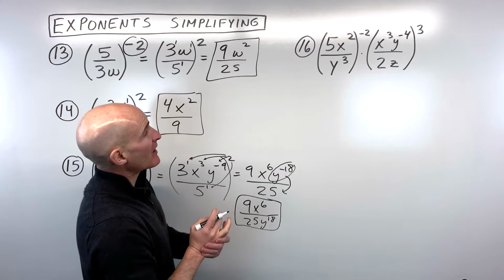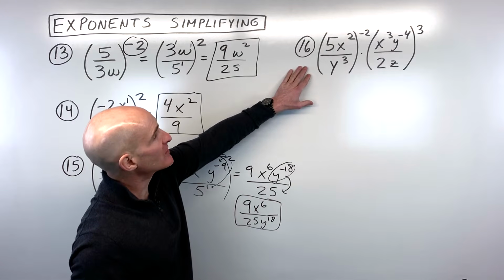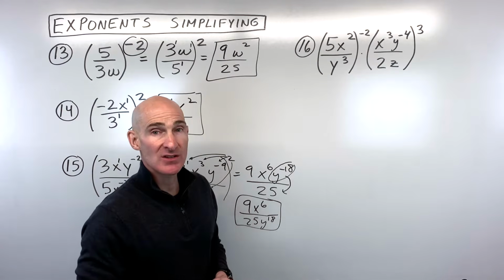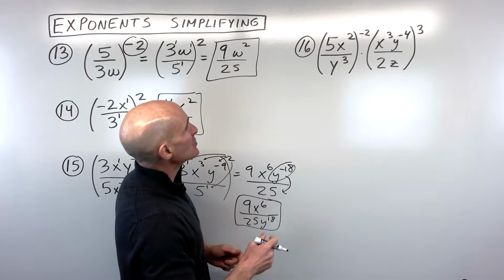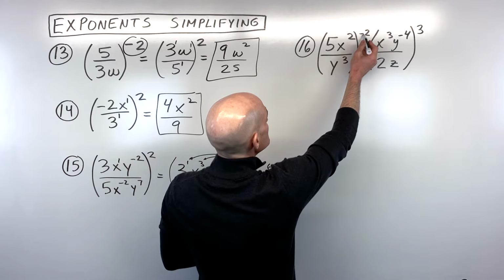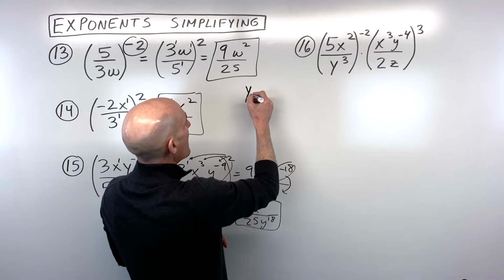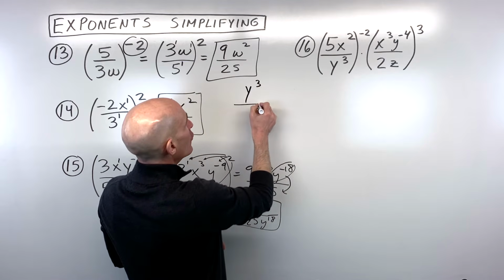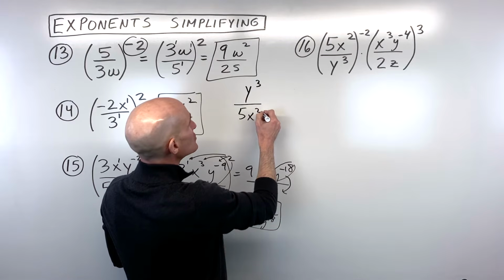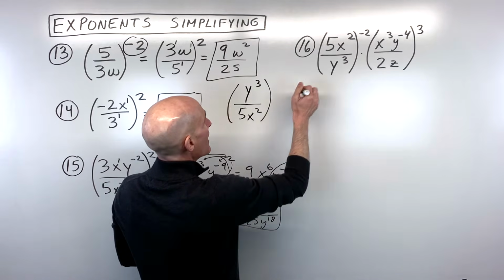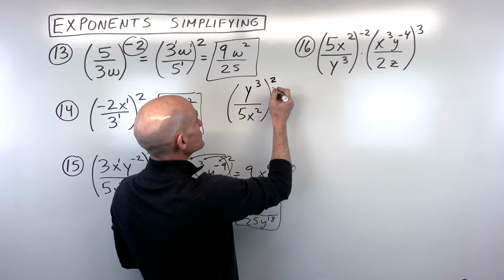Number 16, we've got a lot going on in this problem, so if you get this one right, you've really mastered these exponents. What I would do is a couple things. First, I have this negative. I would take the reciprocal of this base. So let's go ahead and do that. That would be like y cubed over 5x squared. Now instead of negative 2, this becomes a positive 2.